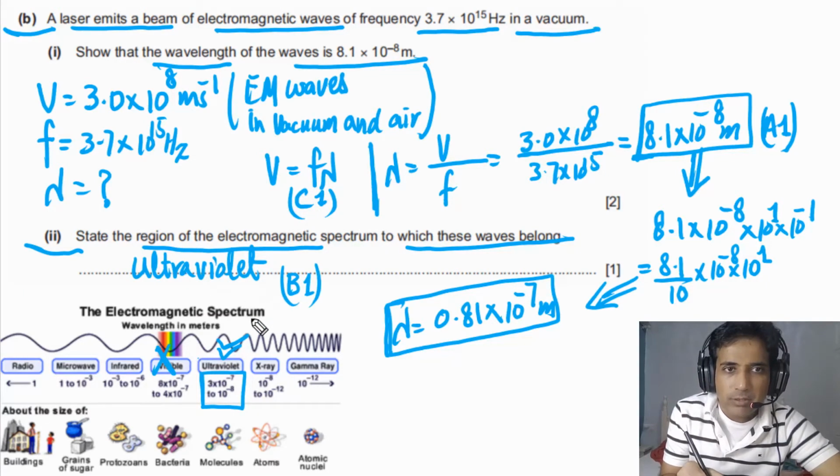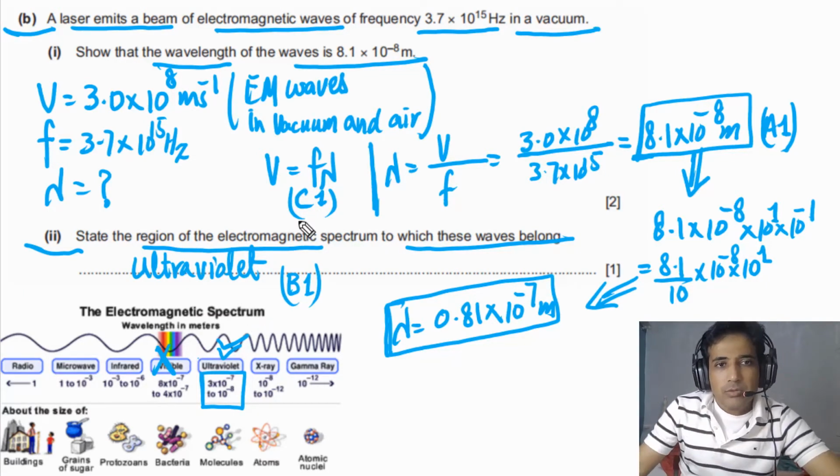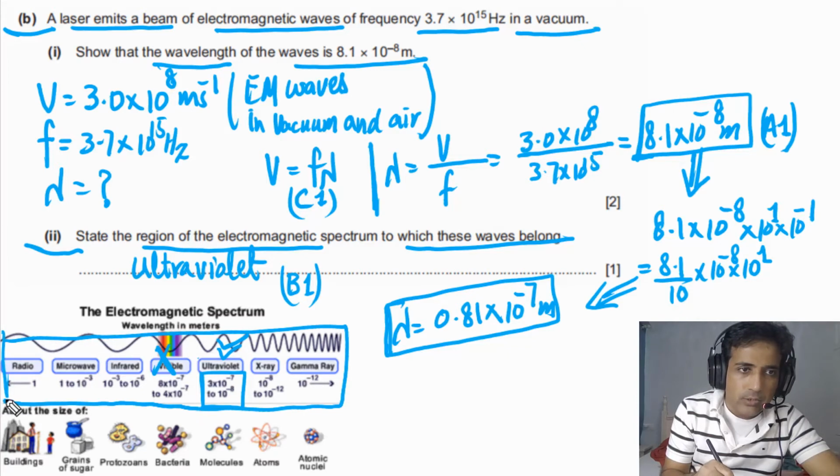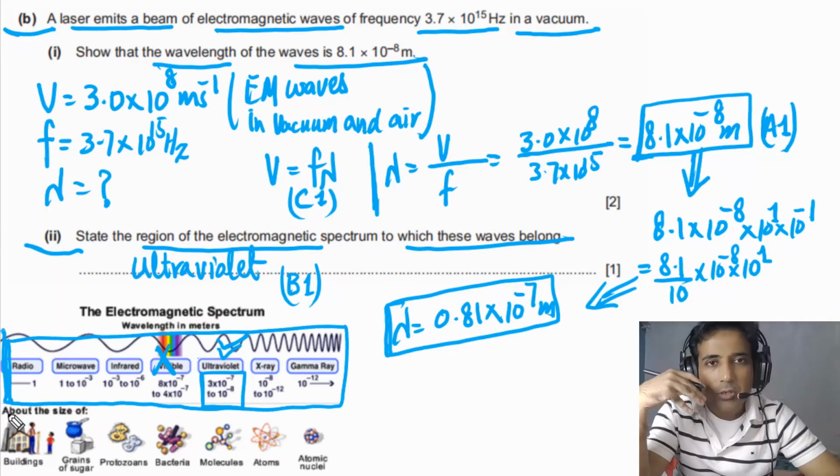If you have written ultraviolet, you will get 1 mark. This is how marks will be awarded. It's very important if you can remember this range of wavelengths. In multiple choice questions, most of the time they will ask you one question about the EM spectrum.